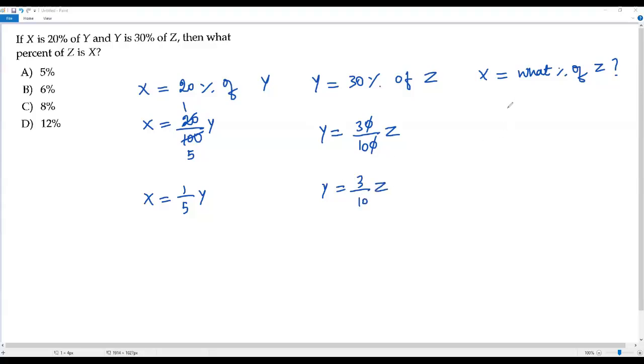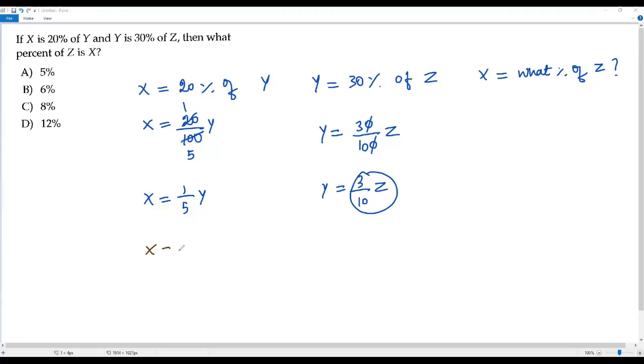Okay, but our aim is to find x in terms of z. For that, we already know the equation which has been solved for x in terms of y, but we need to solve for x in terms of z. So we have to replace this y by some expression in terms of z. Already we know that y equals 3/10 of z. So we can plug in 3/10 of z for y into the first equation over here. Okay, let me do that.